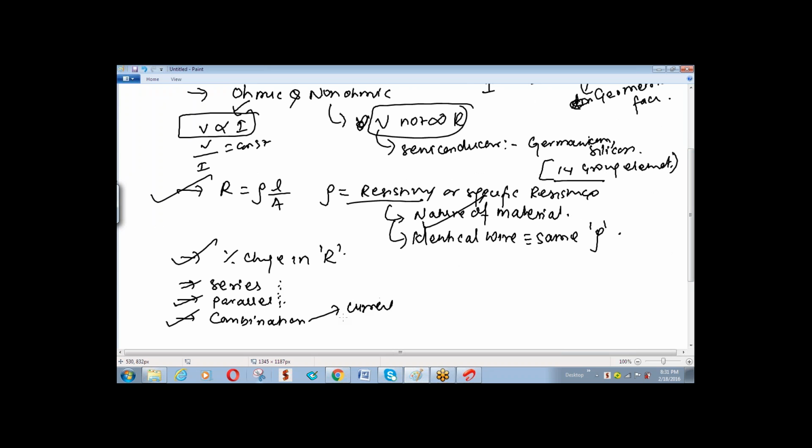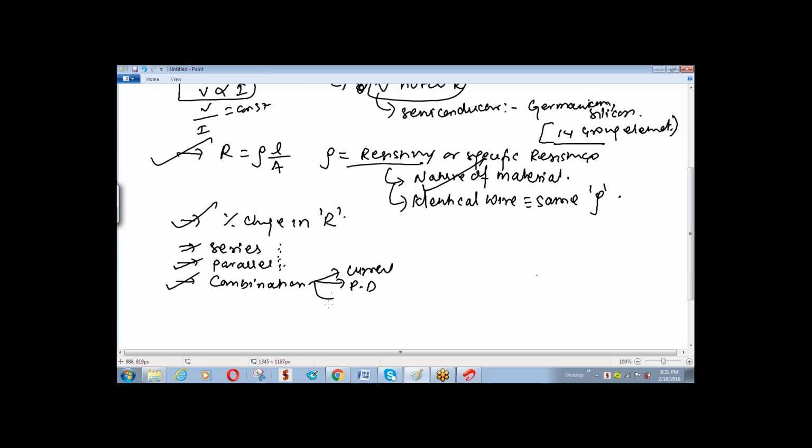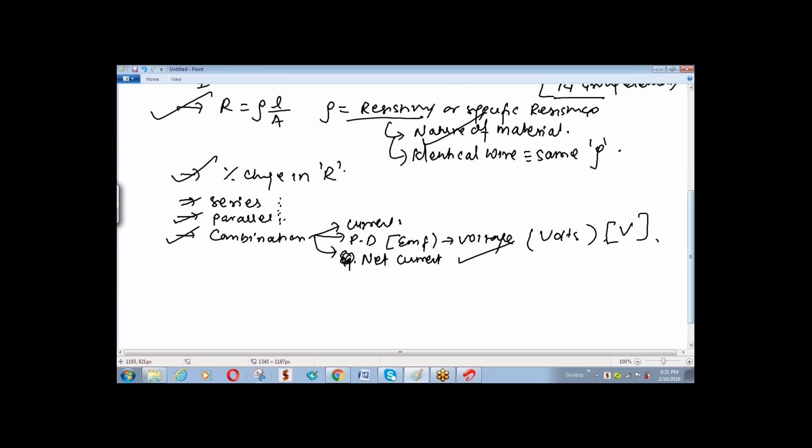I told you a term called potential difference. Although I have not elaborated it, we'll discuss it later on in detail. Potential difference, EMF, voltage all mean the same thing. The unit is volts, represented by V. Battery, source, potential difference. Then we talked about the equivalent resistance and the net current passing through any one of the resistances. So this is the gist of what we have done today.